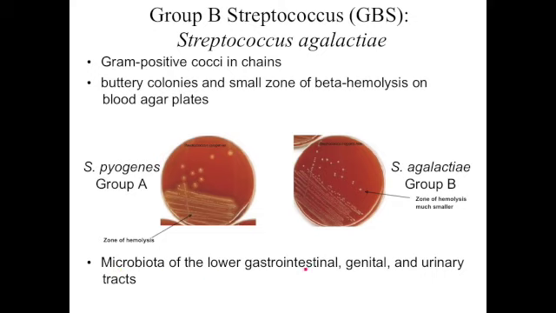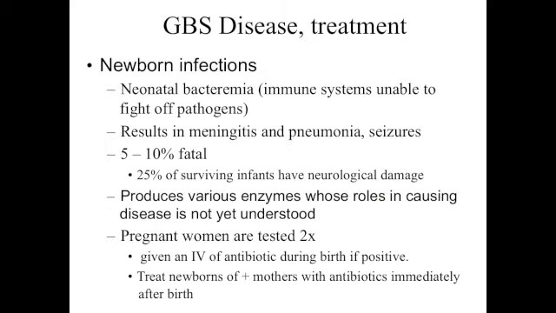And it can be found in the lower gastrointestinal tract, the genital, and the urinary tracts. And in adults, it doesn't really cause any sort of disease. Where it does cause disease is in newborns. When a newborn is infected, they acquire the infection through the birth canal of a group B strep positive mother, and it can cause bacteremia, which means bacteria in the bloodstream of our newborns. Because they're little babies, their immune system is not fully developed and it's unable to fight off this pathogen.